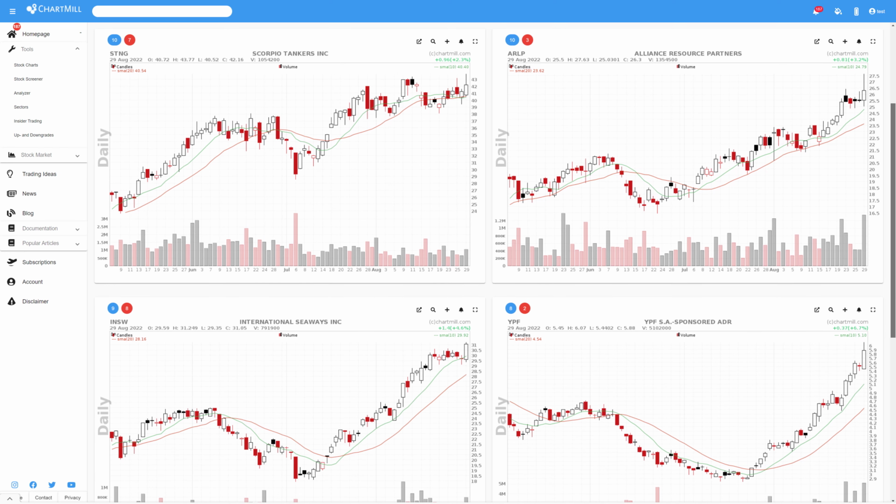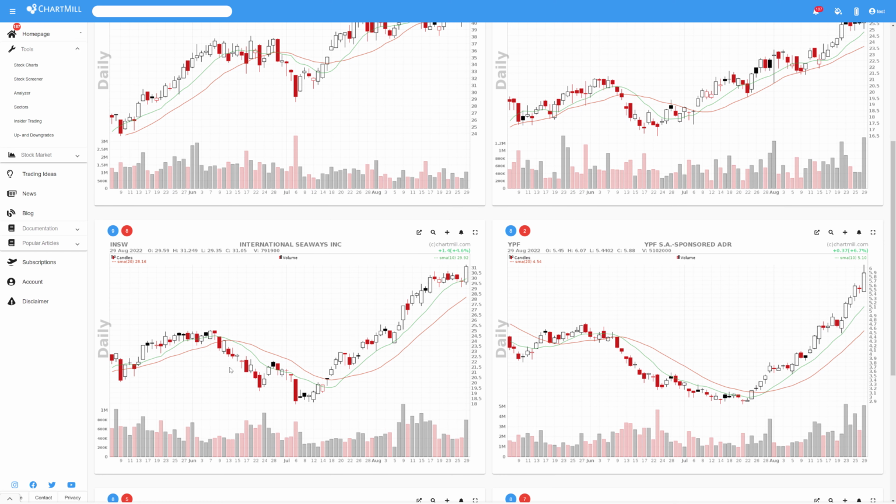Let's have a look. So International Seaways, that's a nice clean breakout, doji candle, and now a wide range bullish bar, so that's a reversal signal. With a clean breakout and a close above the current trading range on higher volume. So I'm definitely going to add this to my watch list.